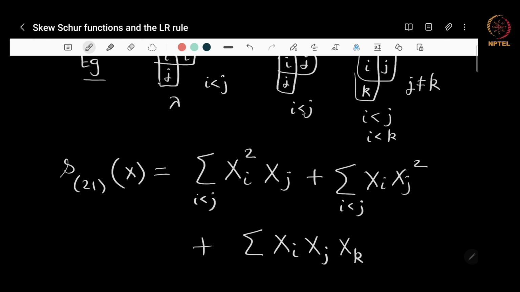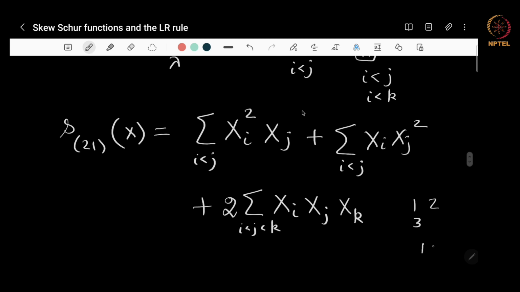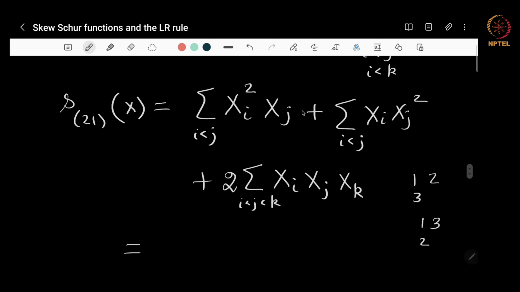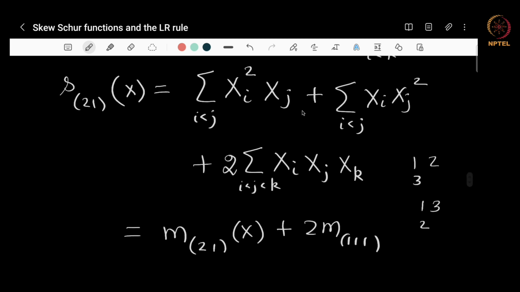Right? Now, the point is that the same monomial can appear in 2 different tableaux. So I need to have a 2 there for all i less than j less than k. Okay, why? Because I can have i, j, k, for example, 1, 2, 3 are the 3 numbers. They will occur like this as either 1, 2, 3 or as 1, 3, 2. So I have 2 tableaux which will both give me weight x1 x2 x3. So this is the total sum. This in terms of the monomial symmetric function is, of course, as you can see, m21 plus 2 times m111.